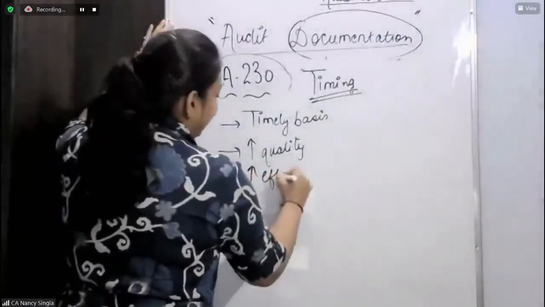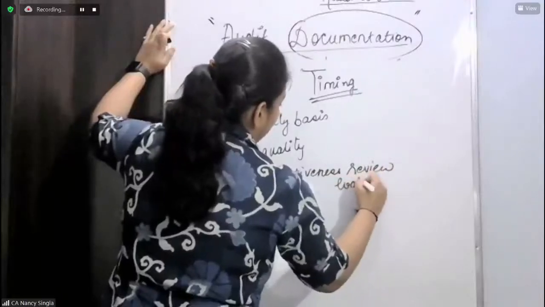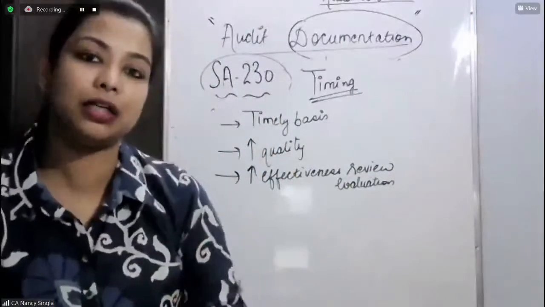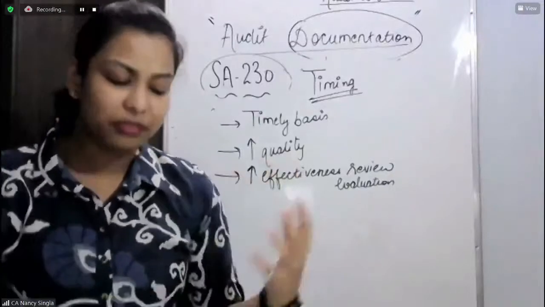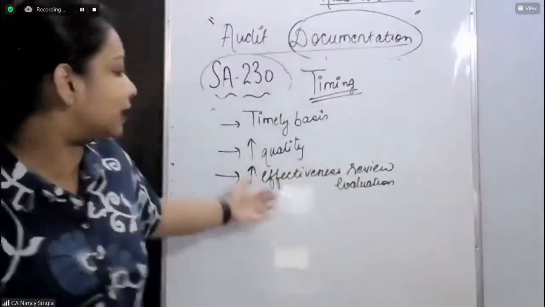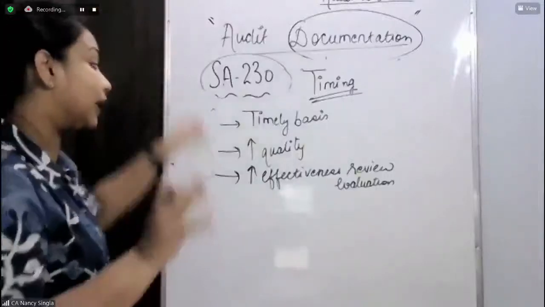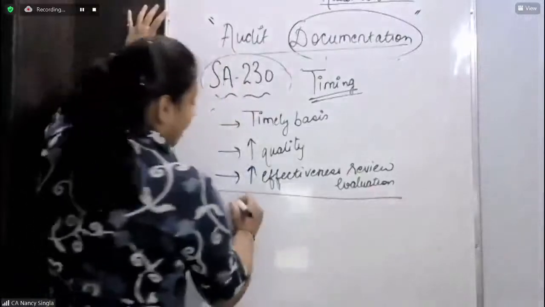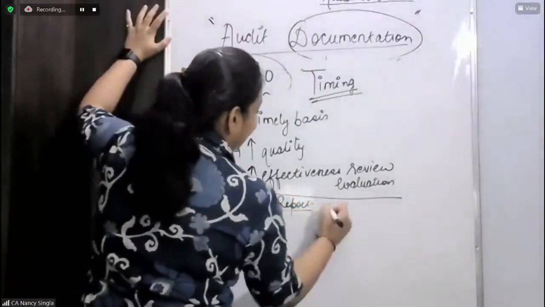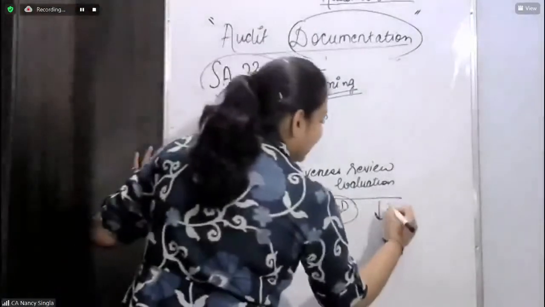And what will increase? The effectiveness of review or evaluation, if the audit documentation is periodically reviewed by the engagement partner. So obviously, if everything has been documented side by side and he's reviewing also everything, it is obvious now there will be effective review, there will be a qualitative review, and the quality of the entire audit will increase. Okay? On the other hand, if after the audit report has been signed, if after that audit documentation is maintained, then chances are there that it is less accurate.